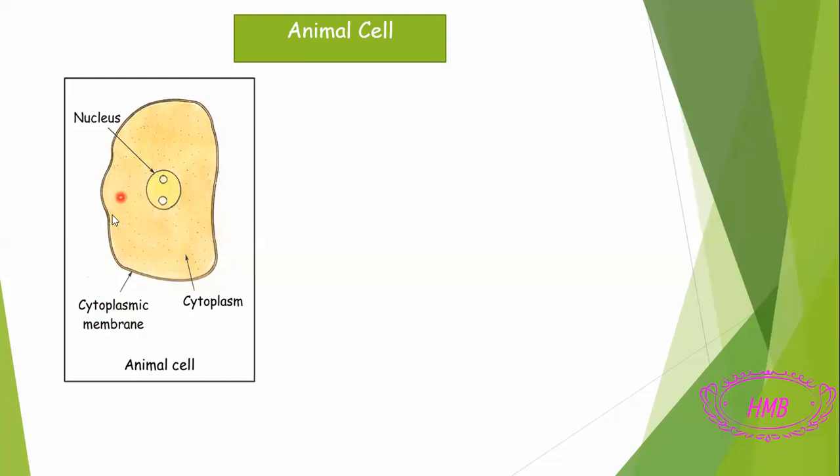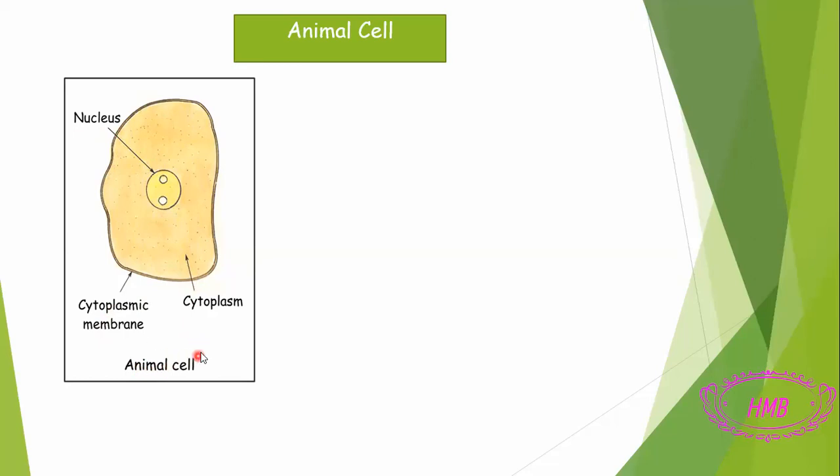Then inside this cell, under the microscope, we notice that we have another circular part found at the middle or inside the cell. This central part, we call it nucleus. So the outer covering is called cytoplasmic membrane. The central part that is round in shape inside the animal cell, we call it nucleus. The space where the nucleus is found and lies, we call it cytoplasm.